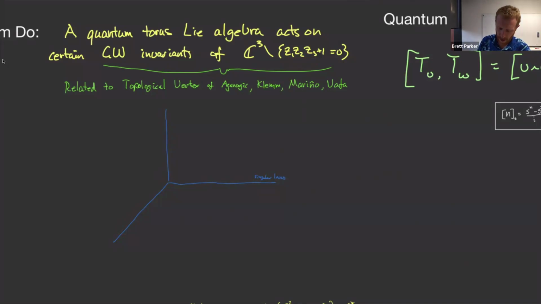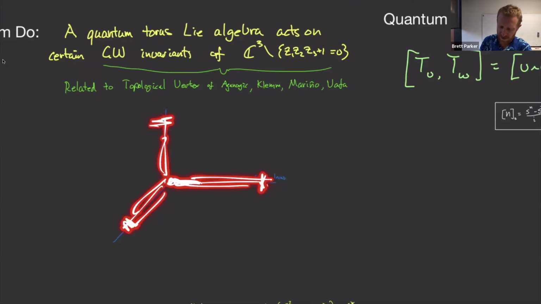And counting holomorphic curves within that plane, there's basically interesting holomorphic curves that come in this direction, interact here, and come out like that. And the Gromov-Witten invariants counting these things compute the topological vertex of Aganagic, Klemm, Marino, and Vafa.